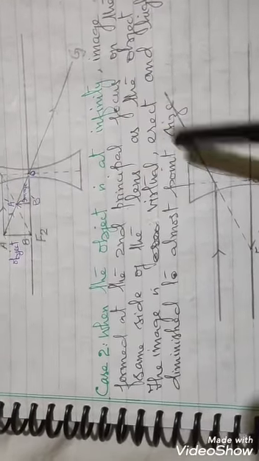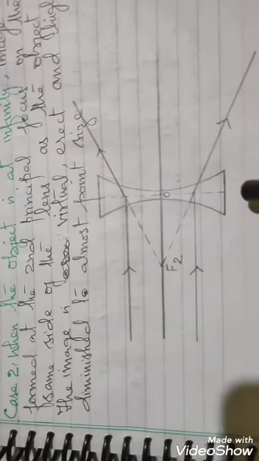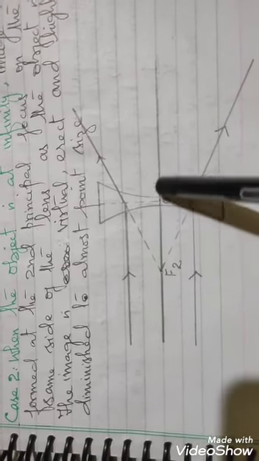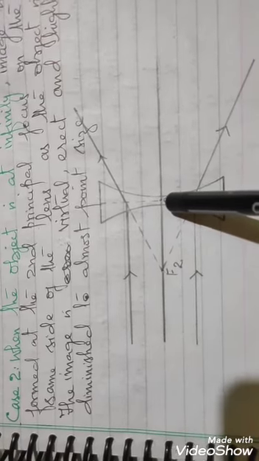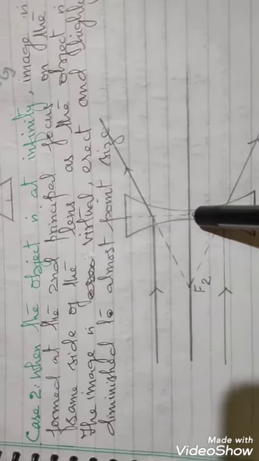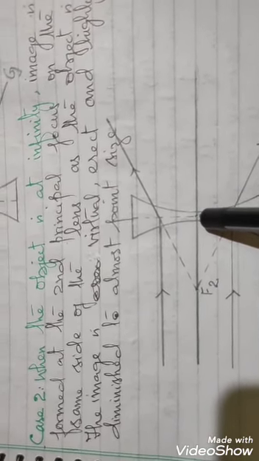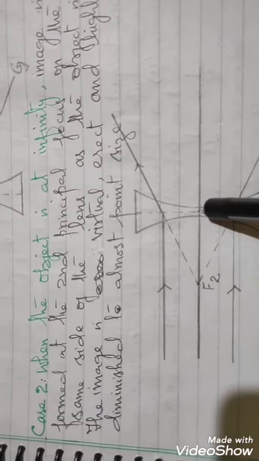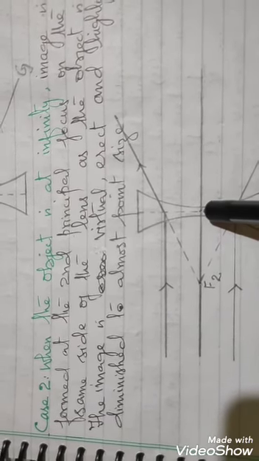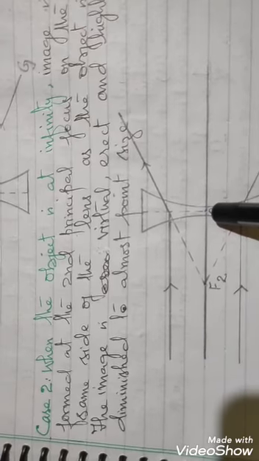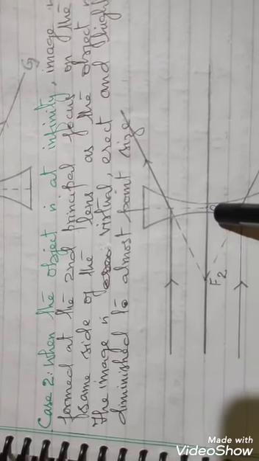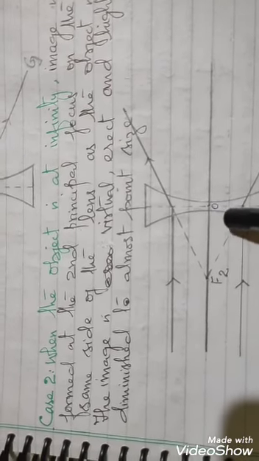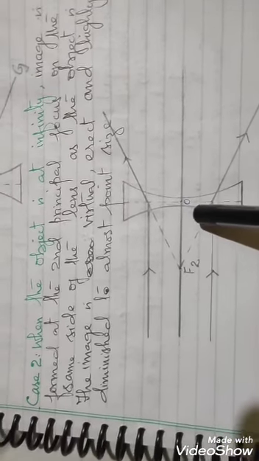Case second, when the object is at infinity. In this figure, this is a concave lens and this is its principal axis. This center point is its optical center. Dear students, if we move the object more and more away from the optical center of the concave lens, the image becomes smaller and smaller in size.